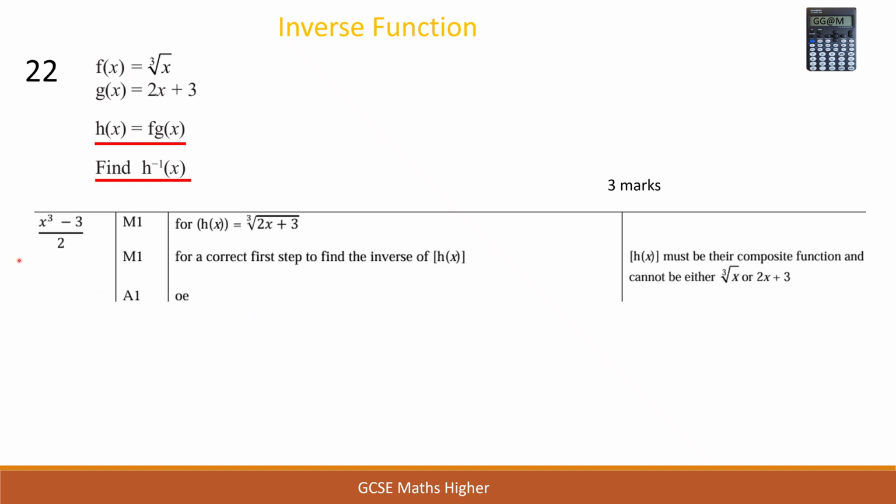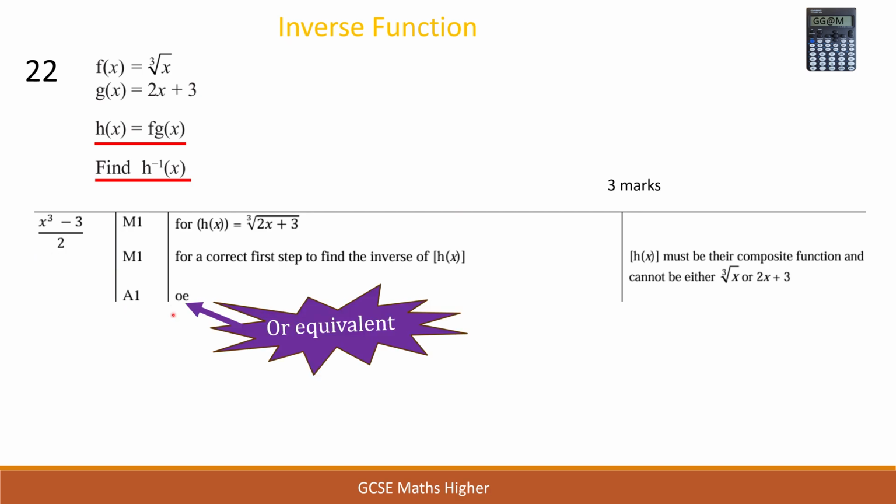Fantastic. So here is your answer. M1's a method mark, A1 is an answer mark, OE means or equivalent. If you know how to do it, fantastic. If you need some help, just comment below.